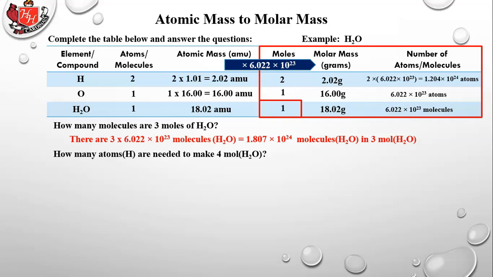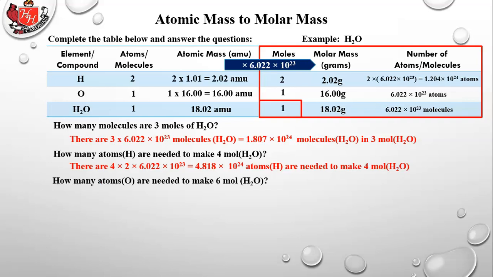So if you want to make 4 moles of H2O, you're going to need 4 times 2 times 6.022 times 10 to the 23rd. And that's going to be 4.818 times 10 to the 24th atoms of hydrogen needed to make 4 moles of H2O. Again, pause if you need to and just think about that a little bit.